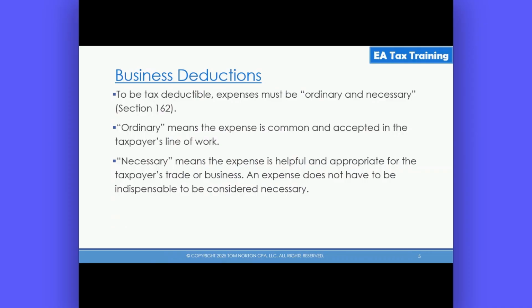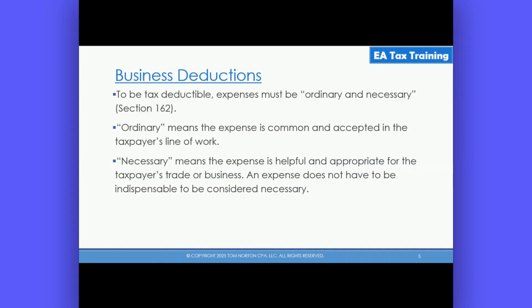The words ordinary and necessary do not necessarily mean what you might think they mean from their common usage in the English language. So ordinary means the expense is common and accepted in the taxpayer's line of work. So that's kind of what you would expect for ordinary, but we'll talk a little bit more about that. And then necessary means the expense is helpful and appropriate for the taxpayer's trade or business. An expense does not have to be indispensable to be considered necessary.